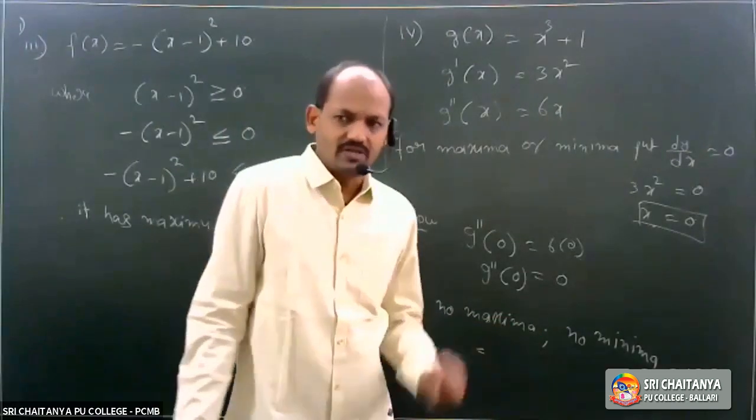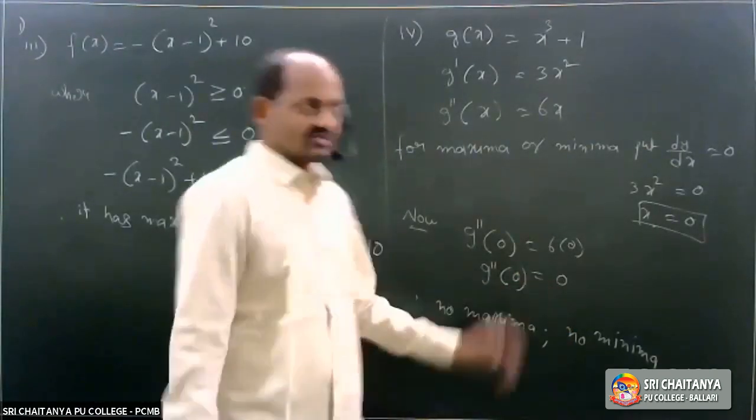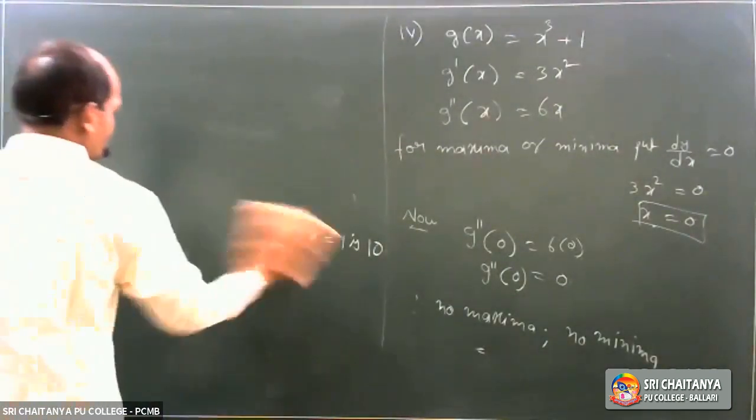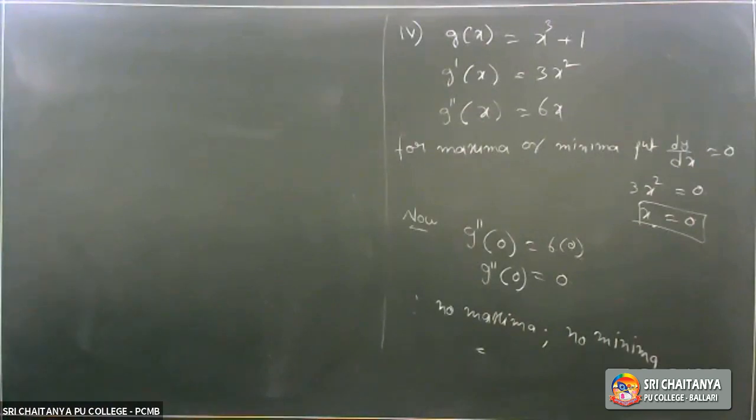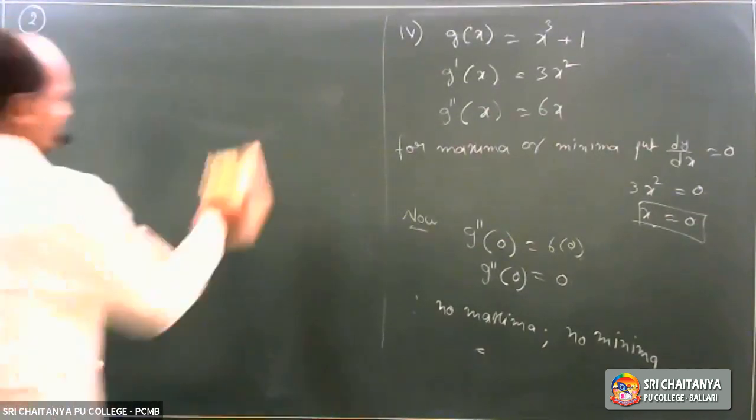If the second derivative is positive, there is a minimum. If the second derivative is negative, there is a maximum. If the second derivative is 0, then there is no minimum and no maximum. Okay, write it down. Next, second question.